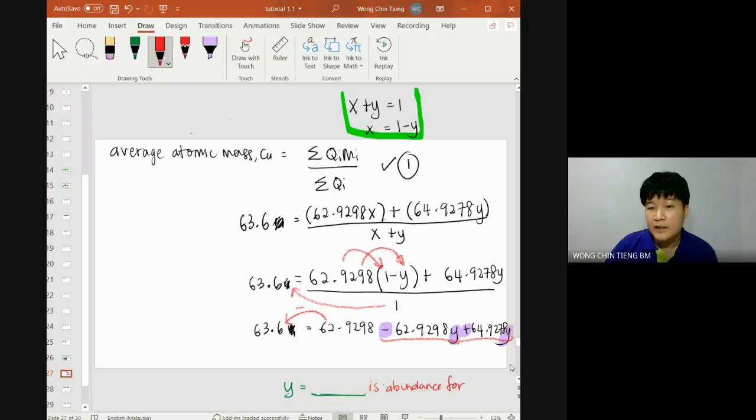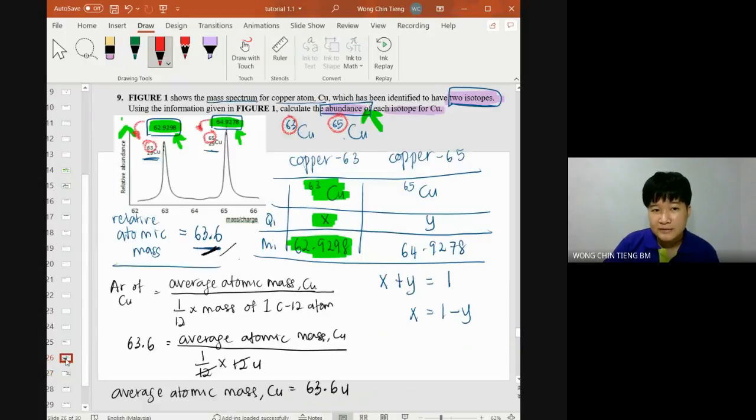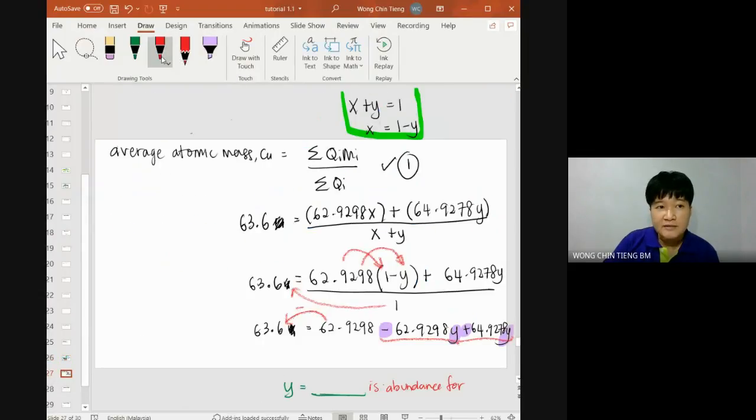for, alright, tengok balik table yang kita buat tadi. That's why I say I love this table. I super love it in the form of tables so that I can see clearly who they are. Y is for copper 65. Okay, Y is for copper 65. Therefore, your answer later on is abundance for copper 65.